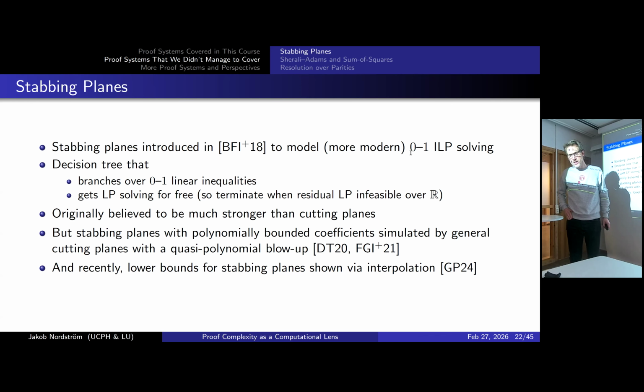It was originally believed to be much stronger than cutting planes, I think. You read the early papers and the way the discussions were going in the community. But then there were some somewhat surprising papers that showed that, in fact, if you have a stabbing planes proof, you have stabbing planes star, okay, so stabbing planes with polynomially bounded coefficients, then in particular, this can be somewhat efficiently simulated by cutting planes.